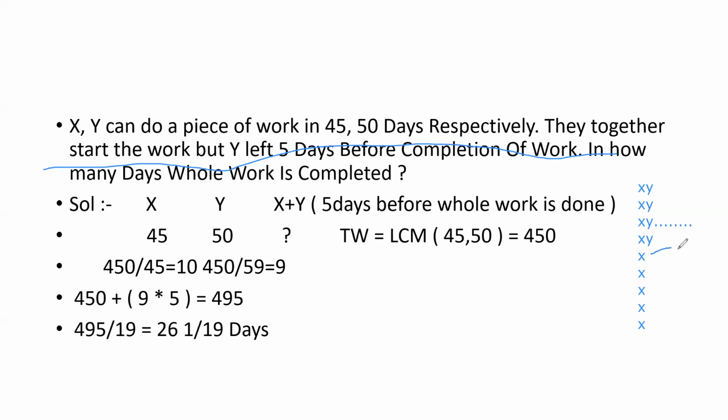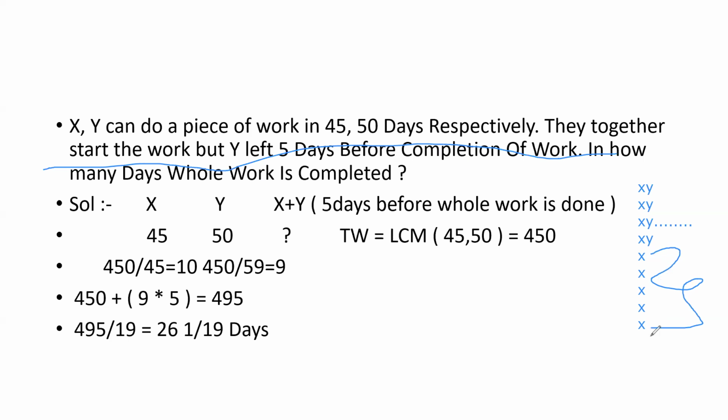So we know the total work. Total work means the LCM of the given days. So total work is 450. Individual works we know: X can do 10 units of work in one day and Y can do 9 units. Then we have to add these 5 days. At the end, both can do work. So we have to add 5 days of work.